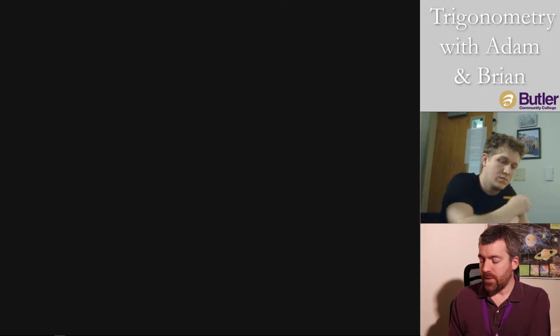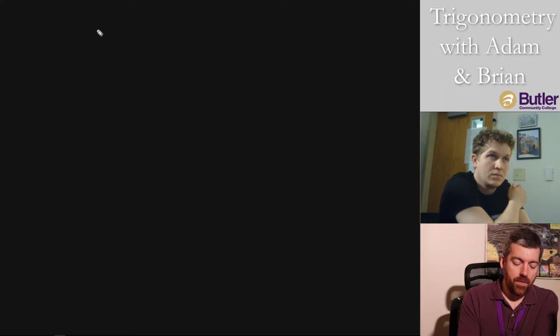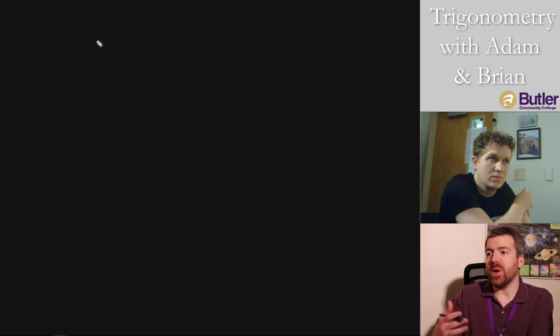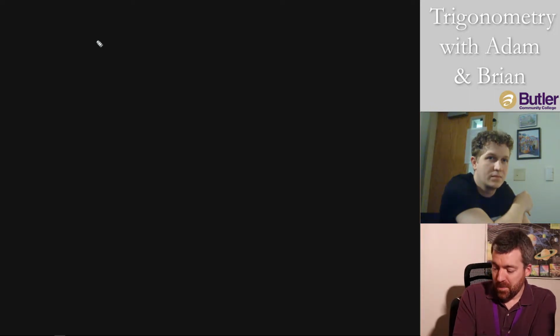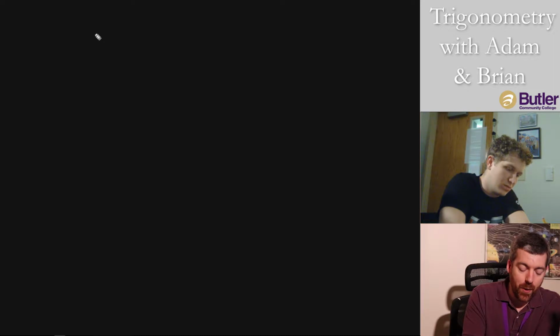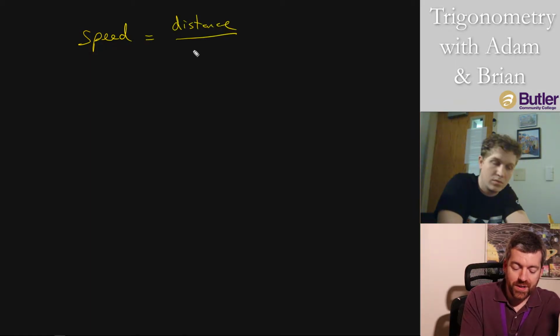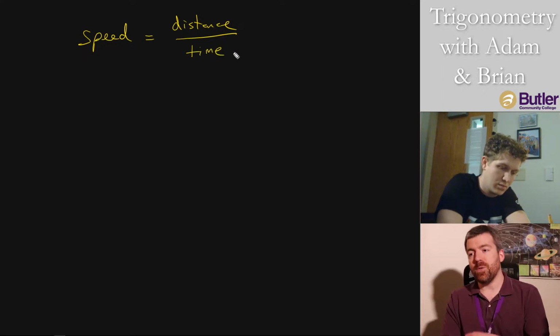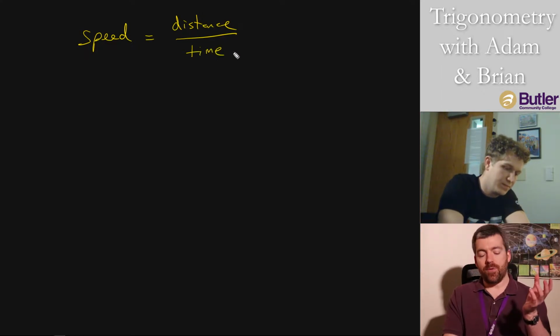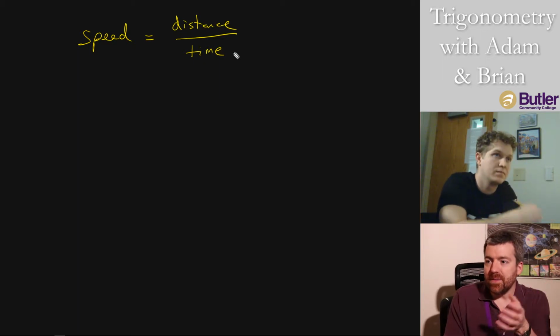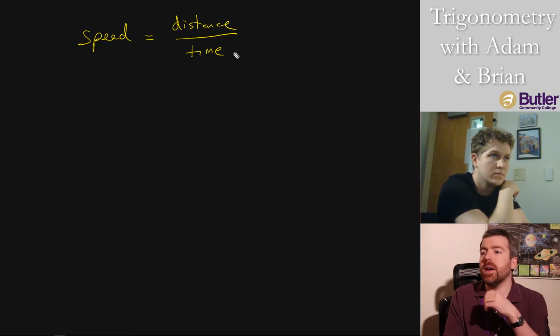You are already familiar with the distance formula, the typical physics equation: distance equals rate times time. Let's solve for the rate. The speed is the distance over time. It's the distance traveled per unit time. Travel 300 miles in 6 hours, the speed was 50 miles an hour.